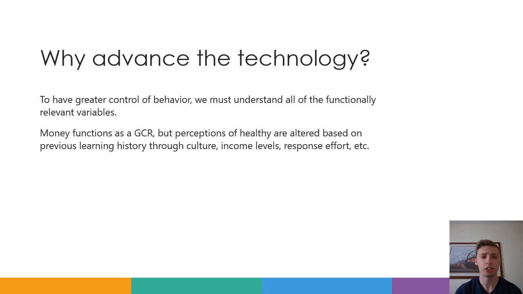So why should we advance this technology? To control behavior, we must understand all the functionally relevant variables. Unlike money, with temporal and probability discounting, money is a pretty well-known generalized conditioned reinforcer. You can use it to get whatever else you want. Money has value in almost all contexts, but health is determined by learning history and culture: family culture, the culture at large, the place you live, access to healthy food choices, the amount of income you make, because that limits what kind of healthy food choices you can make, and the response effort to go and get those. All these things can influence what an individual determines healthy or unhealthy.